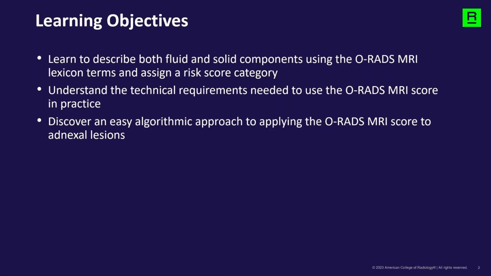Let's review the learning objectives for this webinar. At the conclusion of this presentation, learners will become familiar with key O-Rads MRI lexicon terms to describe both fluid and solid components, and also recognize the 5 different categories of the O-Rads MRI risk score. Learners will understand the technical requirements needed to use the score in practice. And lastly, learners will become familiar with an easy algorithmic approach to scoring adnexal lesions using O-Rads MRI.